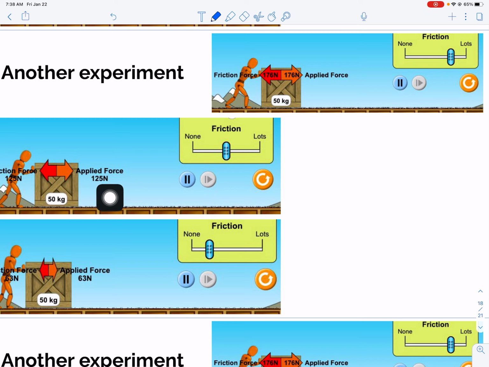Again, regular was 125. When I apply more friction, the maximum I can get to is 176 is my maximum static force with my maximum applied force. And as soon as I apply a little bit more force, then the object starts moving, and I no longer have static friction. I have kinetic friction or sliding friction, and the friction goes down. I don't see that because this is the maximum applied.